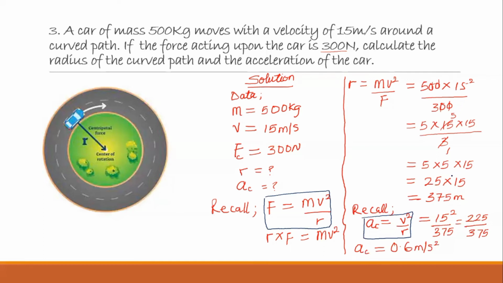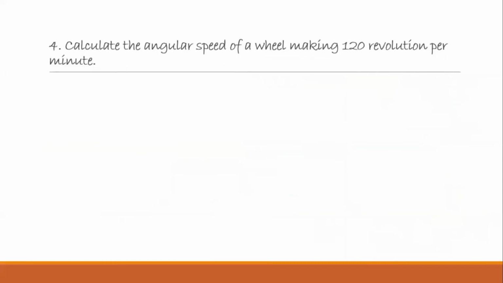Let's move to number 4. Question number 4 says, calculate the angular speed of a wheel making 120 revolutions per minute. So here, as usual, we have the solution.